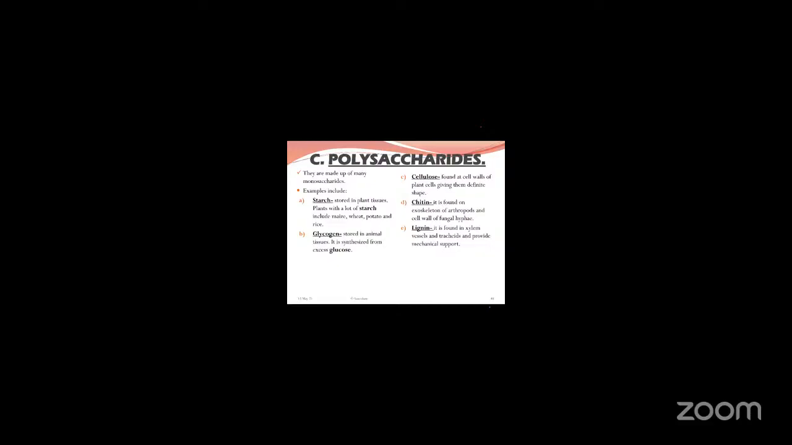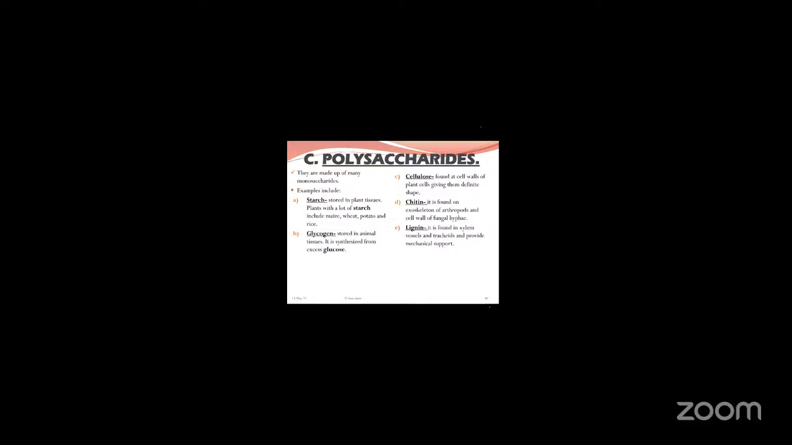In an exam, you can get a question asking you to list 3 examples of polysaccharides and state where they can be found. So when you say starch, you say in plant tissues. When you say glycogen, you say in animal tissues. When you say cellulose, you say in cell walls. When you say chitin, you say in exoskeletons of arthropods. And when you say lignin, you say in the xylem vessels or in tracheids.